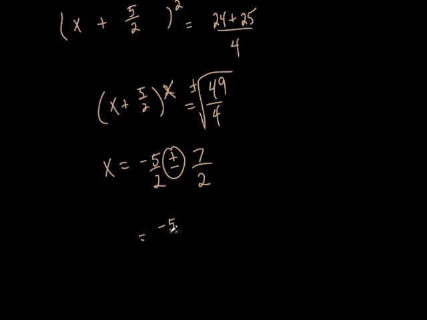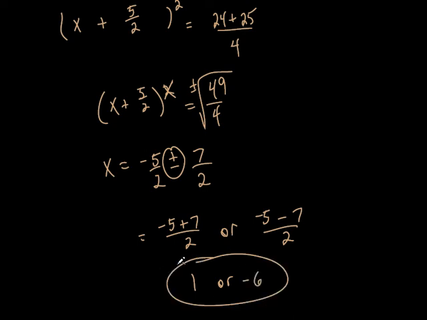So watch, it's negative 5 plus 7 over 2, isn't it? And it's also negative 5 minus 7 over 2. Because this does simplify. What's negative 5 plus 7? 2. What's 2 over 2? It's 1. What's this? That's negative 12. What's negative 12 over 2? Negative 6. So that's a better way to write the answer.